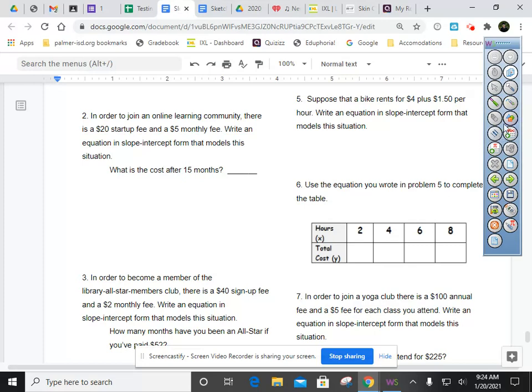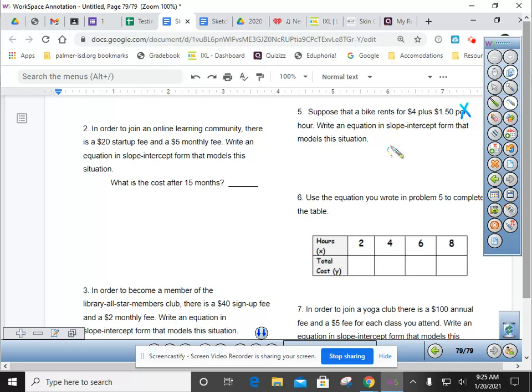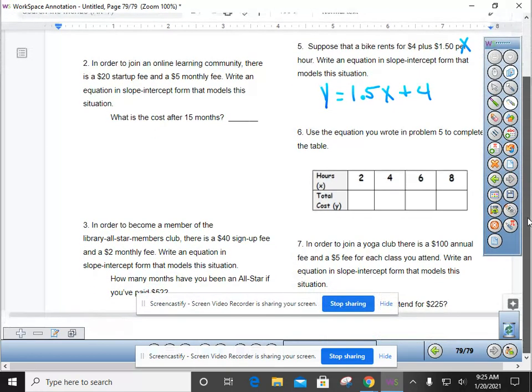Suppose that a bike rents for $4 plus $1.50 per hour. There's your per. Write an equation, slope-intercept form that models the situation. Who would like to try? Dalen. Y equals 1.5x plus 4. Perfect. Now, that's all you have to do, right? Number 6 says use the equation you wrote in problem 5 to complete the table.